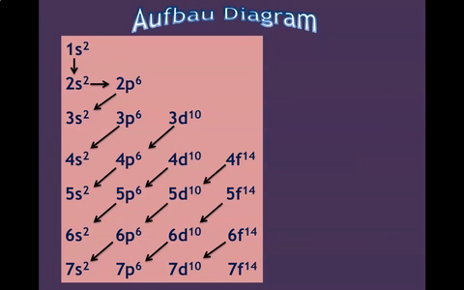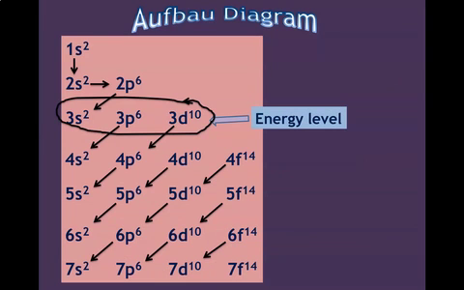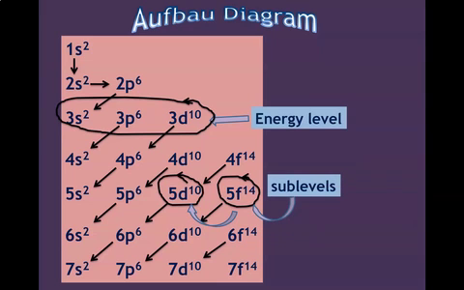This is what's called the Aufbau diagram, and it shows you the pattern in which you're supposed to fill the orbitals. This represents an energy level. Those are the sublevels, like the 5d, 5f, 4s. And the little exponent is the maximum number of electrons that you can put into that spot before you have to overflow to the next area.